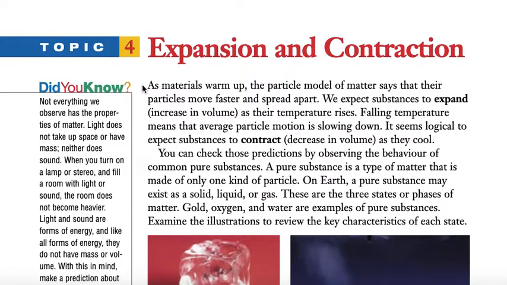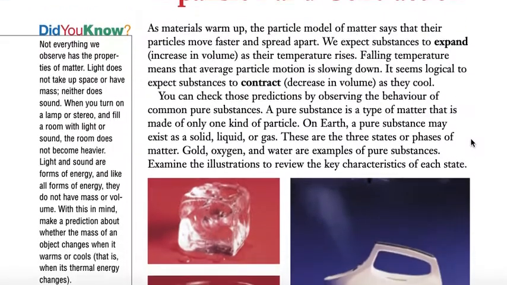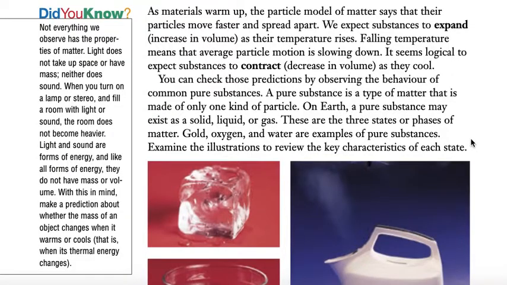As materials warm up, the particle model of matter says that their particles move faster and spread apart. We expect substances to expand, increase in volume, as their temperature rises. Falling temperature means that average particle motion is slowing down. It seems logical to expect substances to contract, which means to decrease in volume, as they cool. You can check those predictions by observing the behavior of common pure substances.